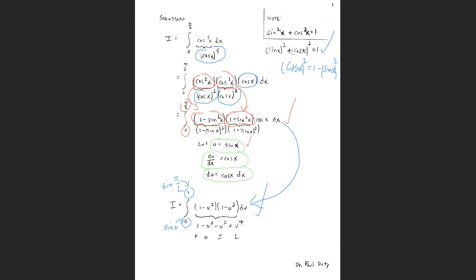So now we get this new integral with respect to u, and it's a polynomial, right? 1 minus u squared times 1 minus u squared. I can FOIL that out. And so my new integral will be from 0 to 1 of 1 minus 2u squared plus u to the 4th du. And now it's a calculus 1 problem, right?